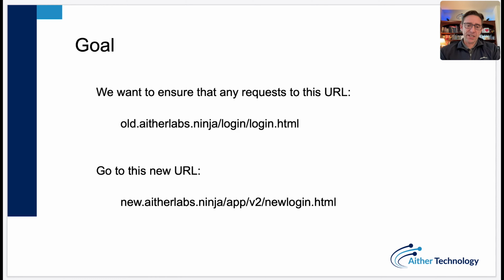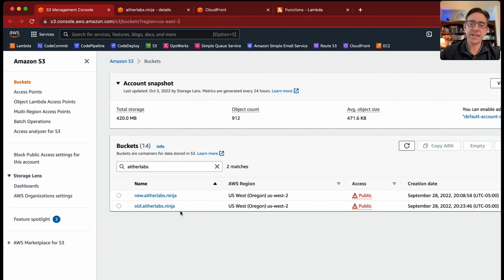So I have two websites set up. I have an old.aitherlabs.ninja login page set up, and then I have a new aitherlabs.ninja login page set up. So we want to ensure that any requests to the old URL actually go to the new URL. They are static hosted websites within S3, and they both have the simulated login pages that we're going to use.